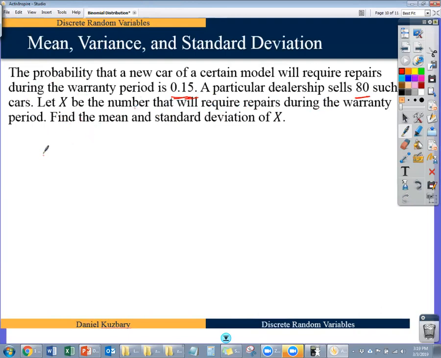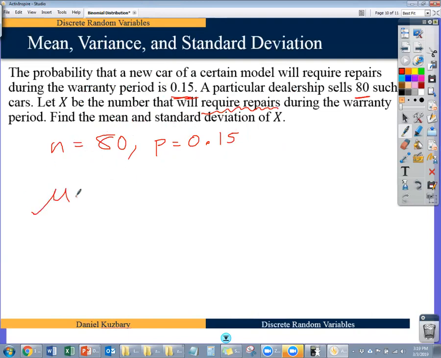So I know this is binomial because I've got 80 trials, and my success is going to be requiring repairs, unfortunately. That's a success. And my probability that each one is going to require repairs is 0.15. I'm going to assume these trials are independent. It doesn't tell me it's independent, but we're going to assume they're independent so that we can do this. So we have something binomial.